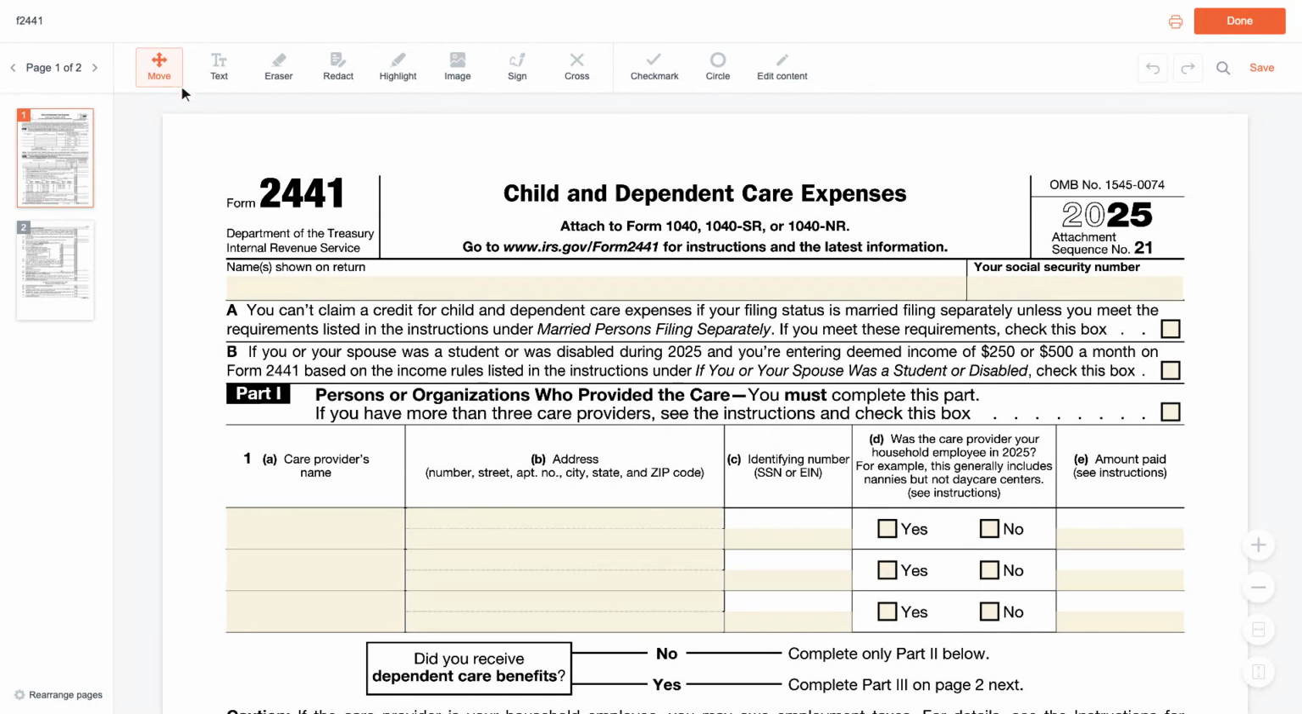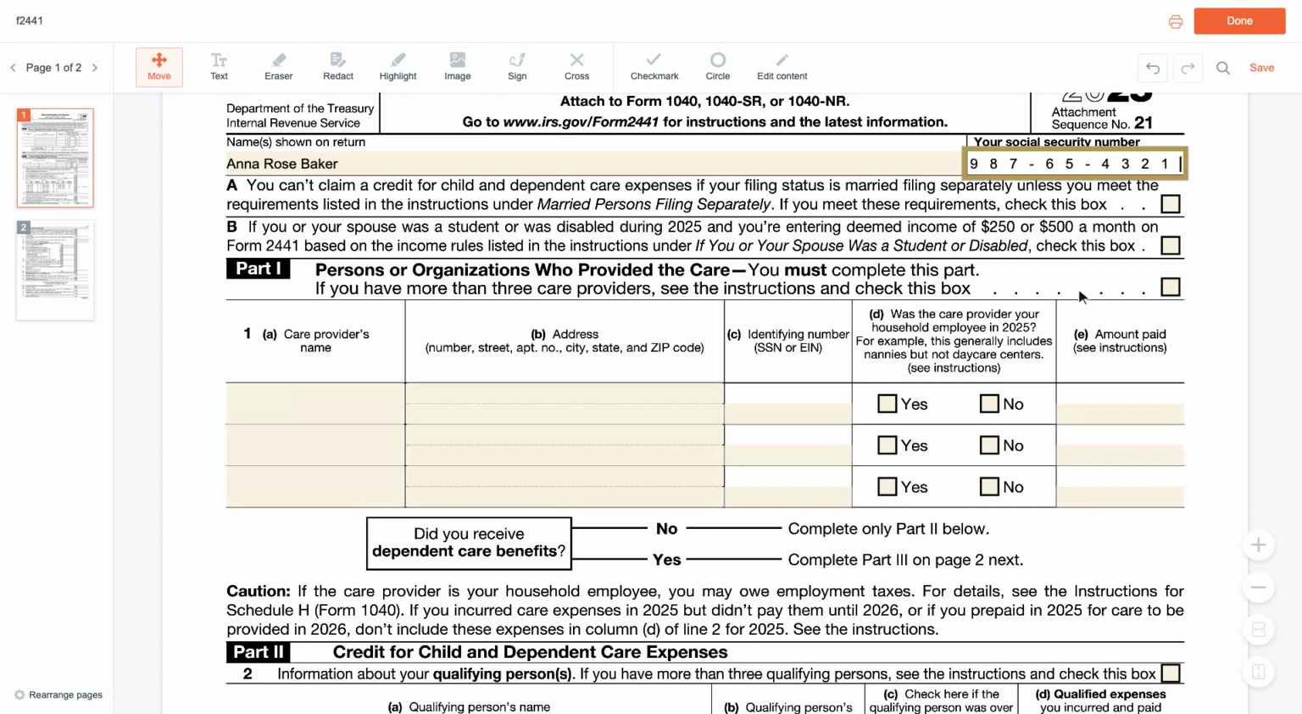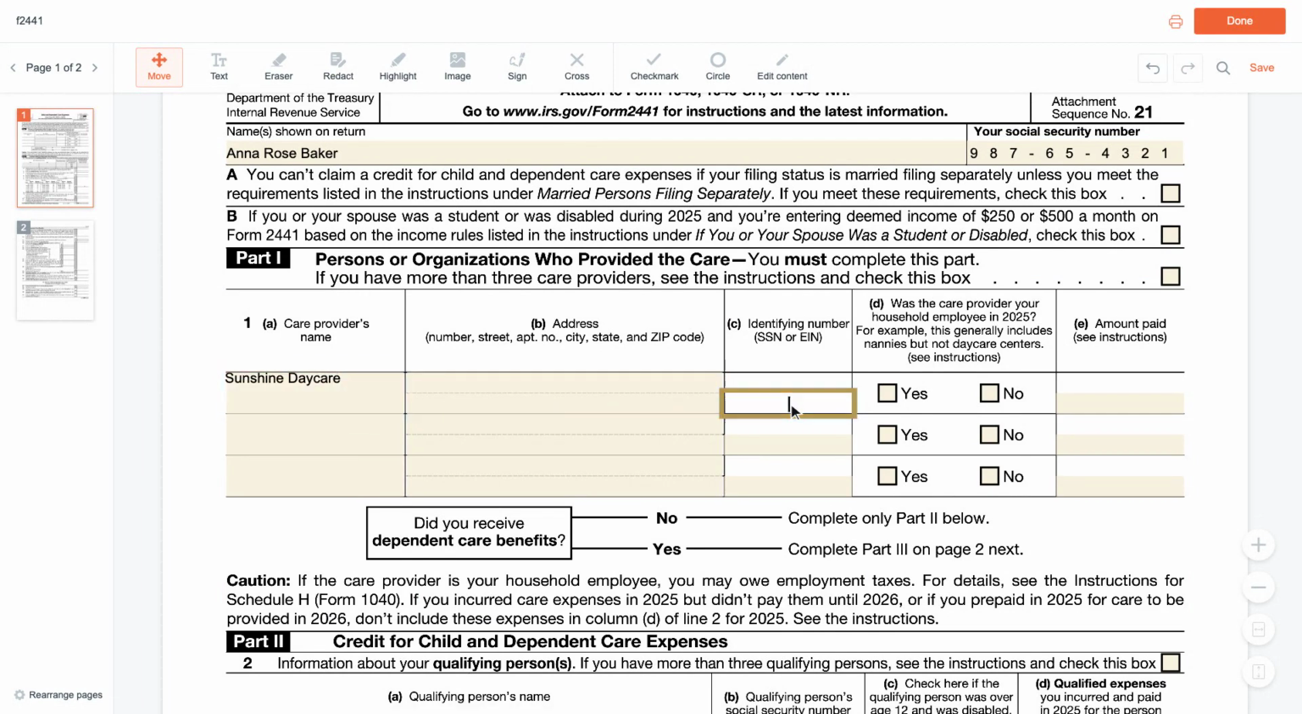Enter your name and Social Security number matching your Form 1040. Part 1 lists the person or organization that provided care. You need their name, address, and taxpayer identification number, either a Social Security number or an employer identification number. If the provider refuses to give their ID, you still file, but you may lose the credit.